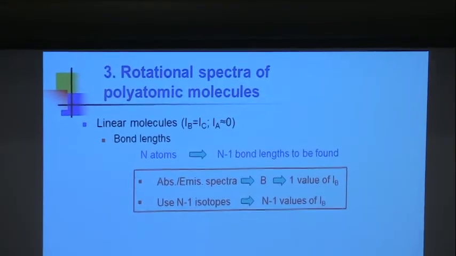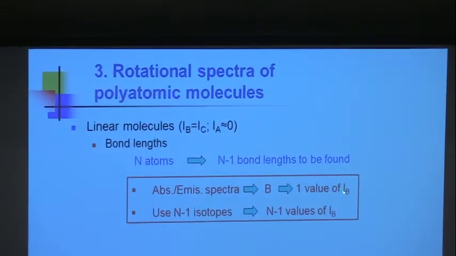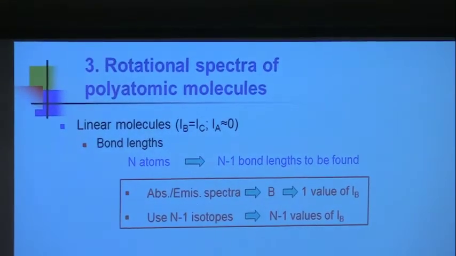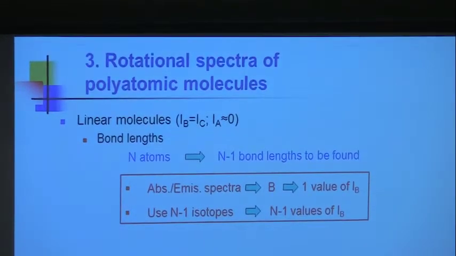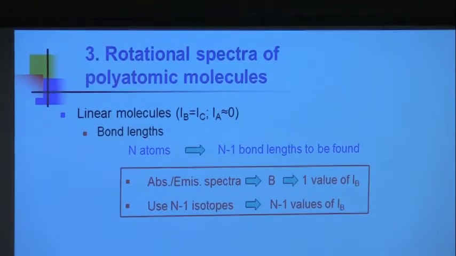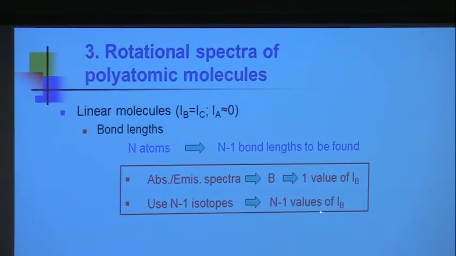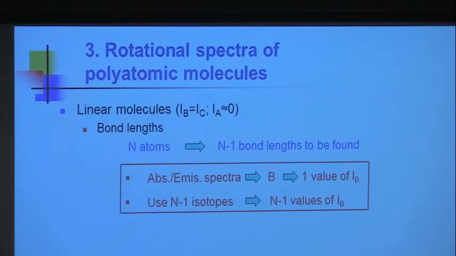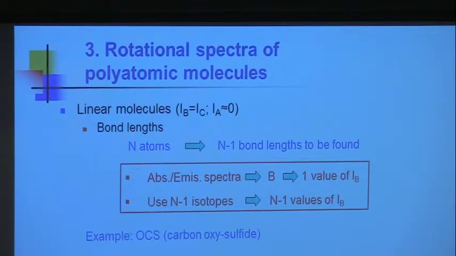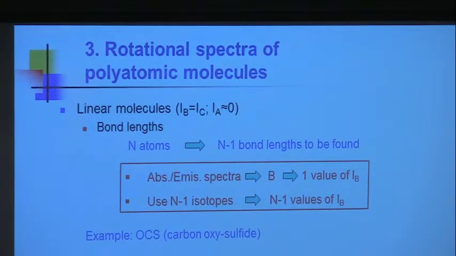Each time we do that, we can get one value of I. But we need more than that. Depending on how many atoms there are in this system, we may have to use a number of isotopes. And so n-1 isotopes will give us n-1 values of the B. That's what we would need in order to sort out the lengths of this carbon oxysulfide molecule.